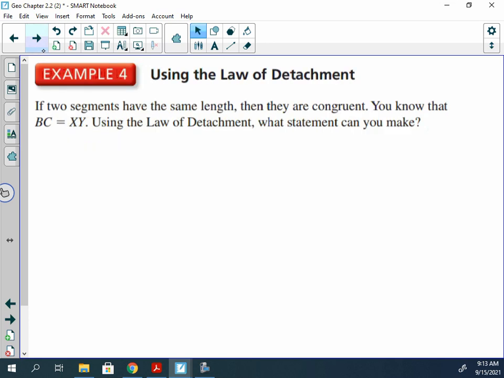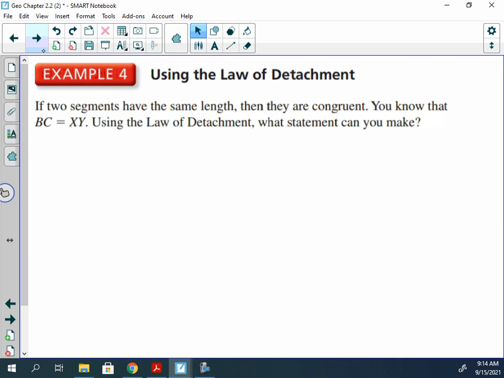Let's go on and look at an example of this. So we're going to start off by using the law of detachment. Law of detachment. So our question is, if two segments have the same length, then they are congruent. Is that a true statement? Yes. Yeah, the hypothesis is true. Two segments have the same length. Means that they are congruent.